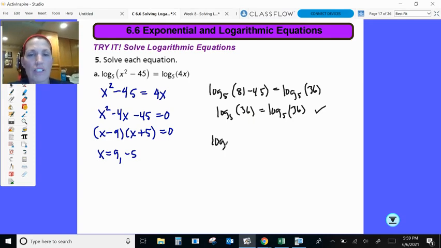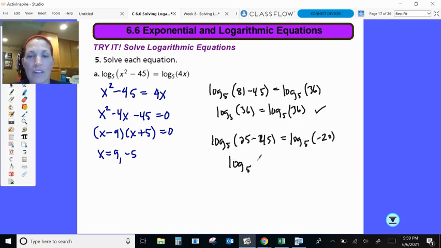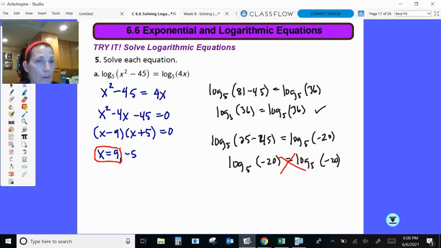Check the other one. Log base 5 of negative 5 squared is 25. So 25 minus 45. Whoops, minus 45, got ahead of myself. Equals log base 5 of 4 times negative 5, which gives me negative 20. So we have log base 5 of negative 20 equals log base 5 of negative 20. Remember, we cannot take the log of a negative number, it is undefined. So this cannot be true. Our only solution is x equals 9. And so that's solving our logarithmic equations.